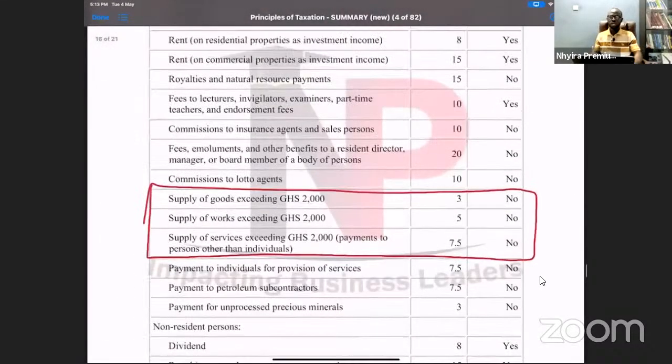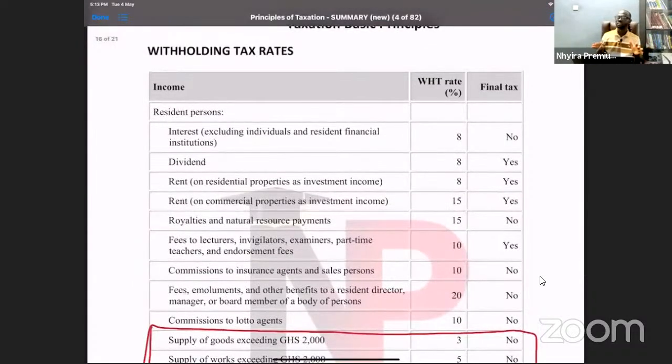So this is the issue about the traditional withholding taxes. The withholding taxes can be on goods, services, works, and all that. Some are final withholding tax, and we have withholding tax on accounts. Final withholding tax means that the taxpayer shall not include the income again in determining his chargeable income. But withholding tax on account means that the gross income shall be included in the determination of the chargeable income of the individual.